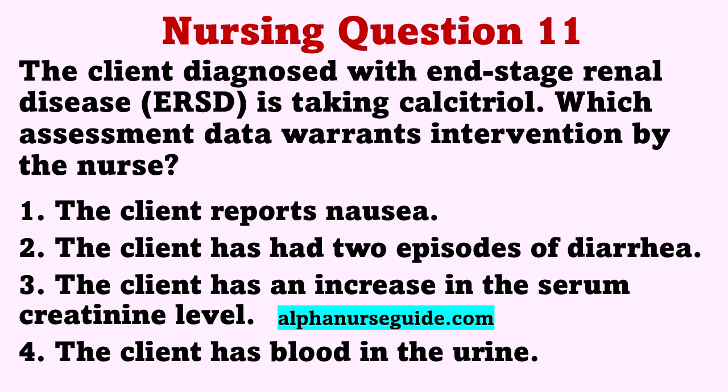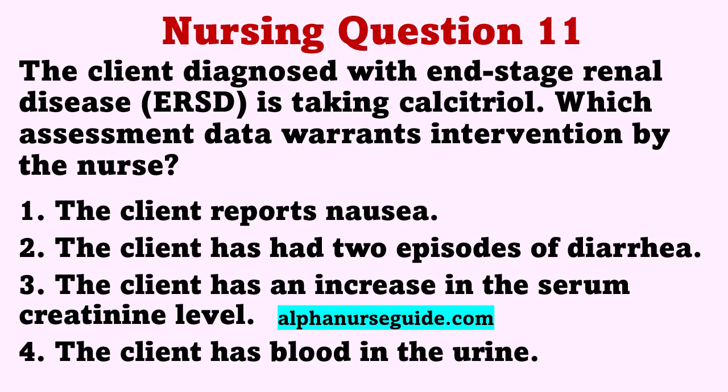The client diagnosed with end-stage renal disease is taking calcitriol. Which assessment data warrants intervention by the nurse? 1. The client reports nausea. 2. The client has had 2 episodes of diarrhea. 3. The client has an increase in the serum creatinine level. 4. The client has blood in the urine.